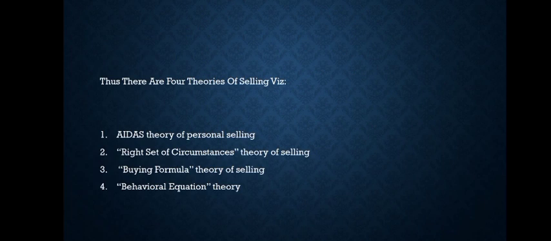Thus, there are four theories of selling. First is the AIDAS theory of personal selling. Second, the right set of circumstances theory of selling. Third, the buying formula theory of selling. Fourth, the behavioral equation theory. That's all.